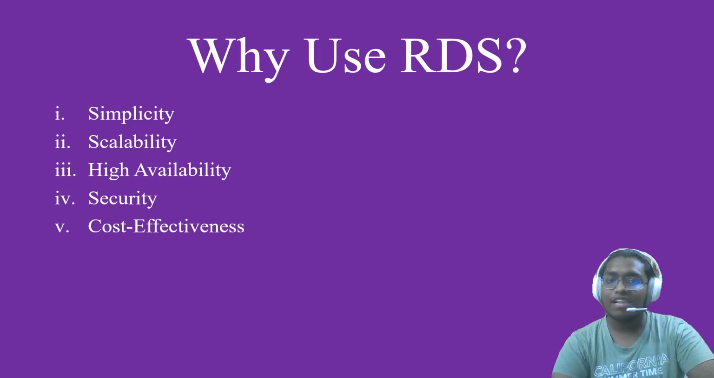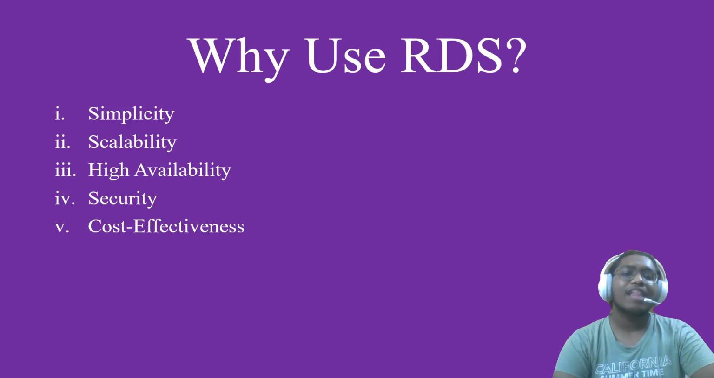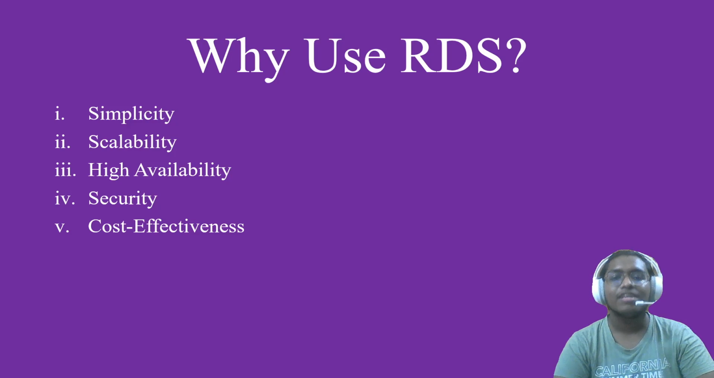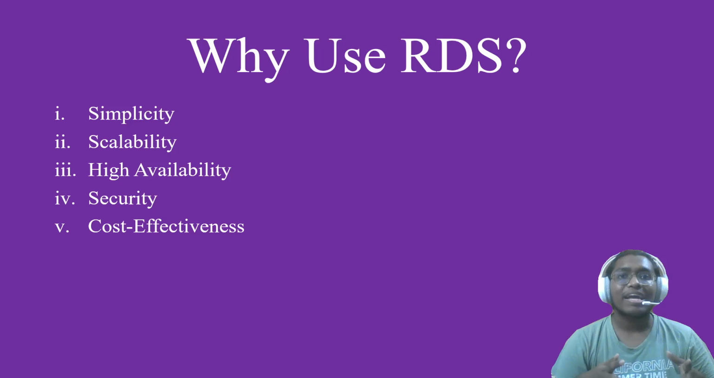Then if we look at scalability, with RDS you can easily scale your database's compute and storage resources as your application grows. This flexibility allows you to handle varying workloads without over-provisioning. Then we have high availability. RDS offers built-in features like multi-AZ, or availability zone, deployments, which automatically replicate your data to a standby instance in another availability zone.